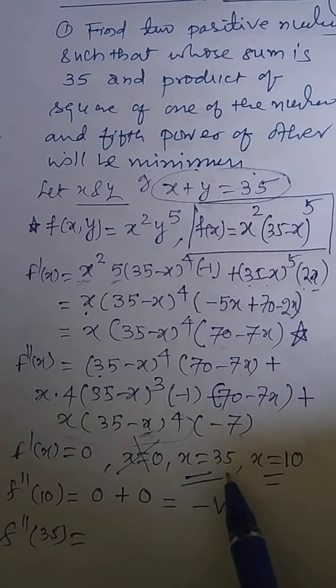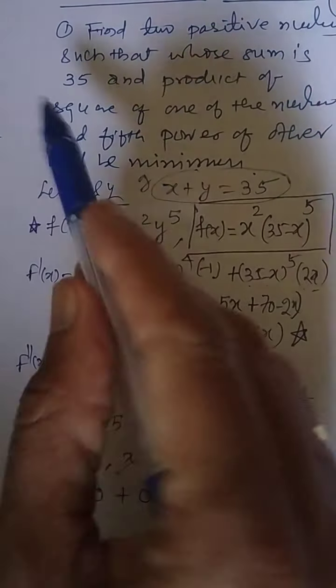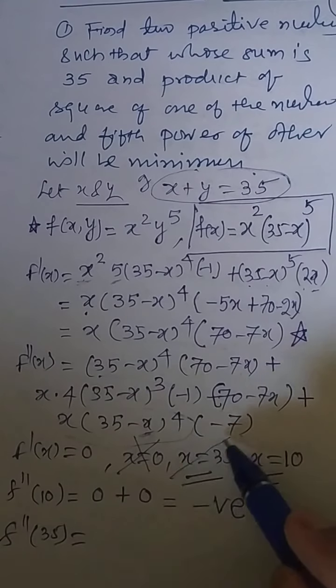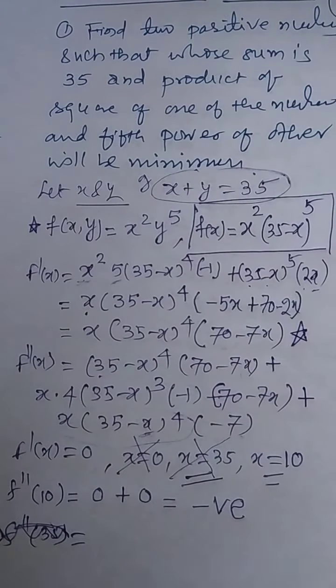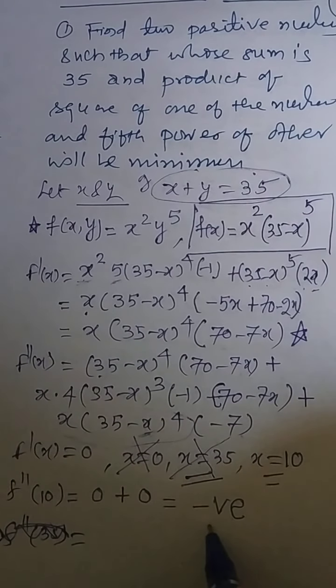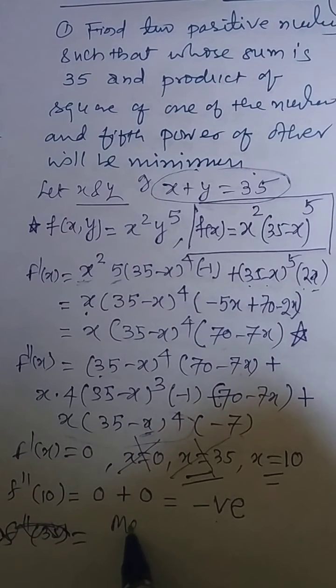Now, the two numbers whose sum is 35, so there is no need for another number. So how many critical points are there? Exactly 1. So you have got the value. Negative means the second derivative is negative, so it will be nothing but a maximum.